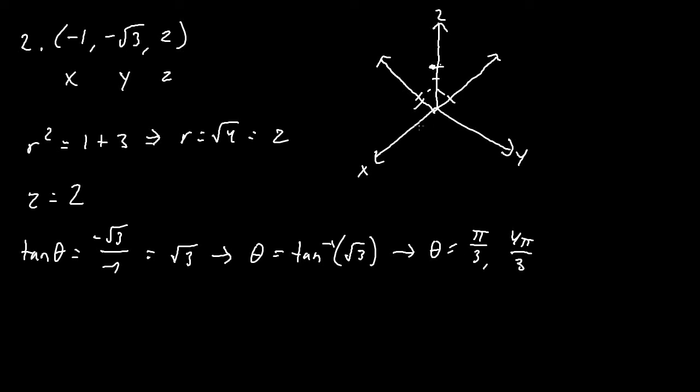Now pi over 3 is going to be 60 degrees, so that's definitely not it. We're not just going 60 degrees, we have to go 4 pi over 3 radians all the way over there. So that will be our theta value. And then our z value is obviously just 2, so the cylindrical coordinates are going to be r, which is 2, comma theta, 4 pi over 3, comma z, which is still 2.